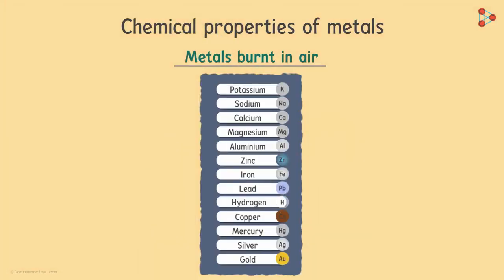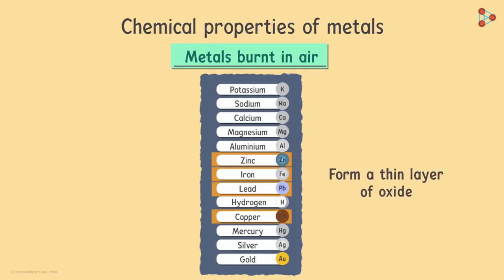So we see somewhat of a pattern even amongst the metals. Sodium and potassium are more reactive, whereas magnesium is relatively less reactive. But wait, burning in oxygen doesn't really help us to decide about the reactivity of zinc, iron, lead or copper. All we know about these four is that they form a thin layer of oxide around the metals.